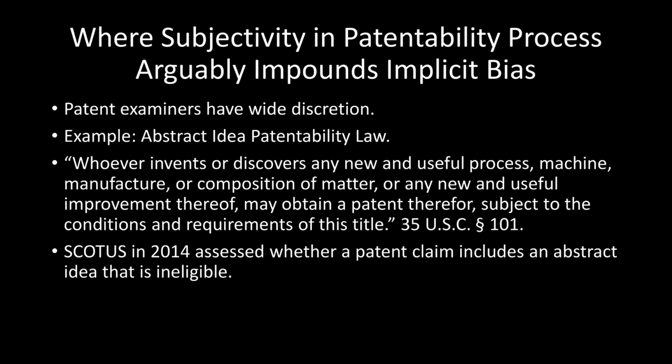So now let's take a look at an example of patent substantive law that, because examiners have wide discretion, and because of the nature of the law, it already arguably creates a situation whereby the patentability process itself is impounding these biases that we've talked about. Let's start with Section 101 of Title 35, which covers patents and the subject matter of patents. It says, quote, "Whoever invents or discovers any new and useful process, machine, manufacture, or composition of matter, or any new and useful improvement thereof, may obtain a patent subject to the conditions and requirements of this title."